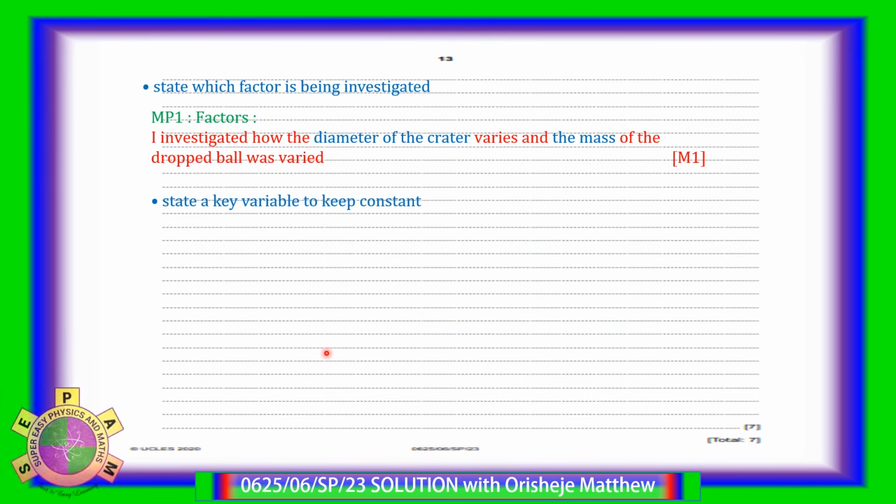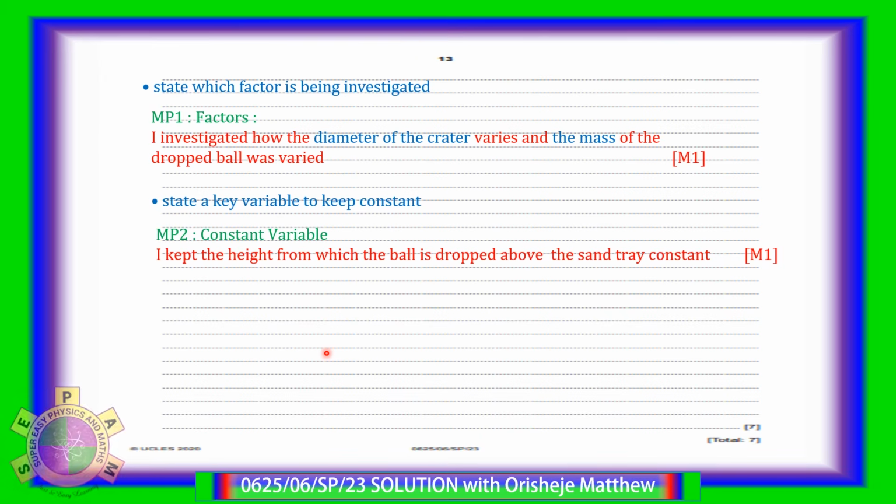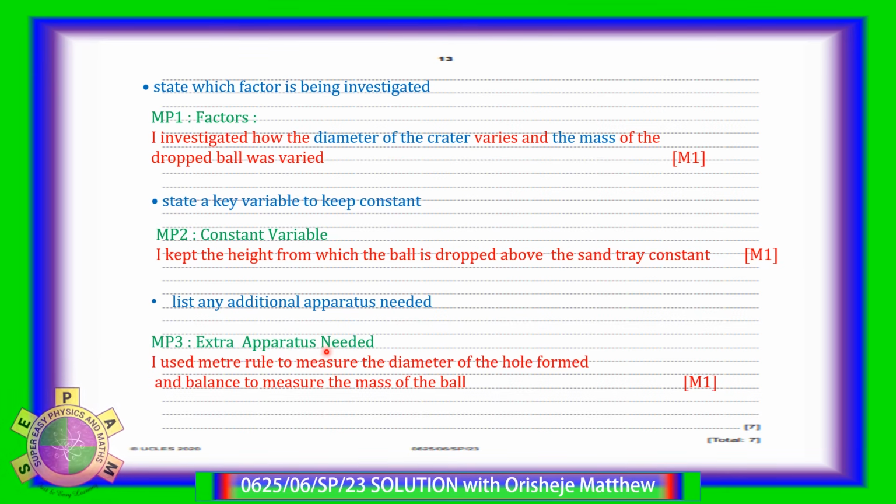State a key variable to keep constant. Constant variable, that is a major point. I kept the height from which the ball is dropped above the sand tray constant. Very good. Then list any additional apparatus needed. Extra apparatus needed, that is the 3rd mark. I need a meter rule to measure the diameter of the hole formed, and then a balance to measure the mass of the ball to be dropped. So now we have gotten 3 marks.